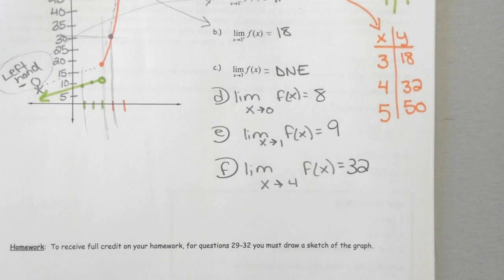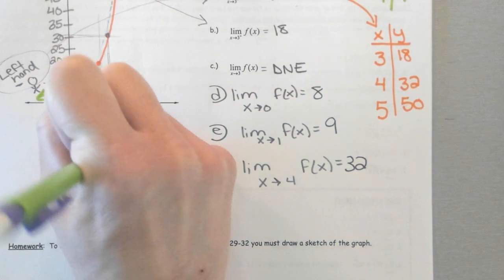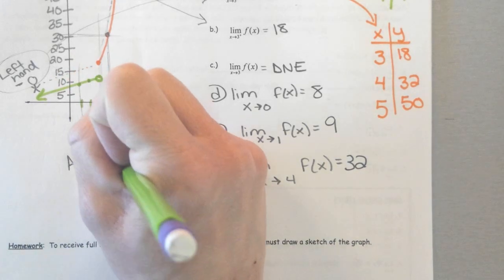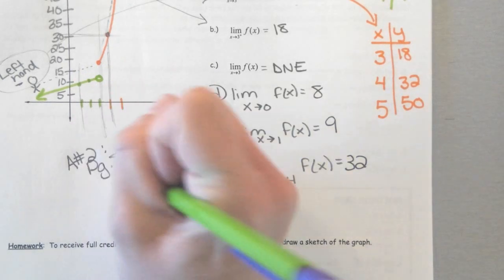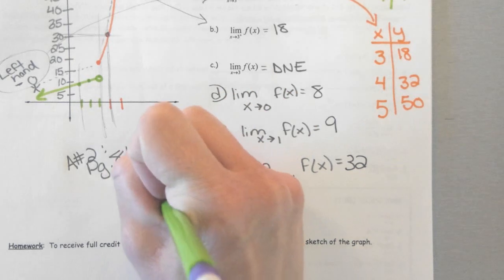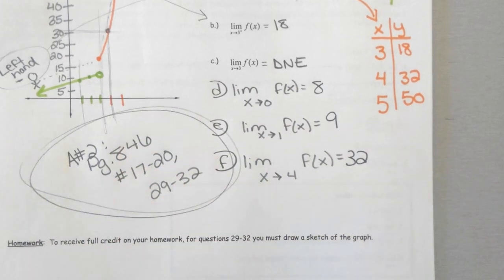So on the homework tonight, I'm going to tell you what the homework is, but then we're going to go over the chapter 9 test that we never went over. So the homework tonight, we're on assignment number 2. They're going to be similar to what we just did. Either the graphs are going to be given to you like on the front page, or we're going to have to create them ourselves like we just did. Page 846, 17 to 20, 29 through 32. So that's homework for tomorrow.